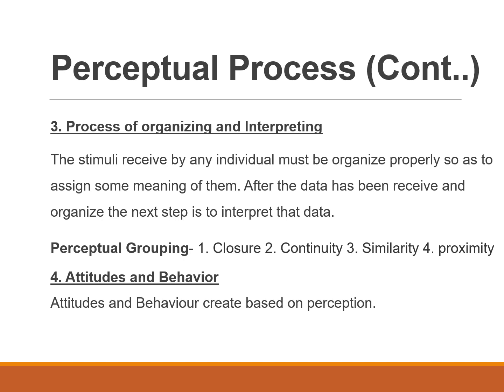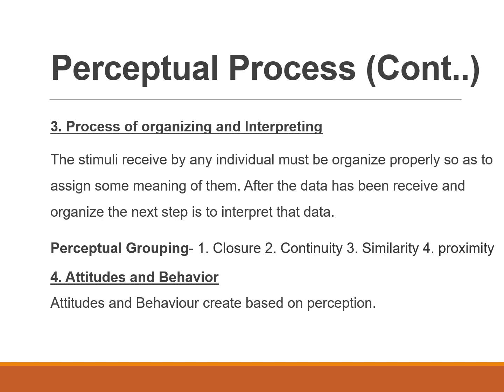The third step is the process of organizing and interpreting. The stimuli received by an individual must be organized properly, so as to assign some meaning to them. Earlier I mentioned, first we receive some stimuli or data from the environment, then we select the information. We are not taking all the information. Based on the perceiver, target and the situation, we select very important information from the environment. And the third one is the process of organizing and interpreting.